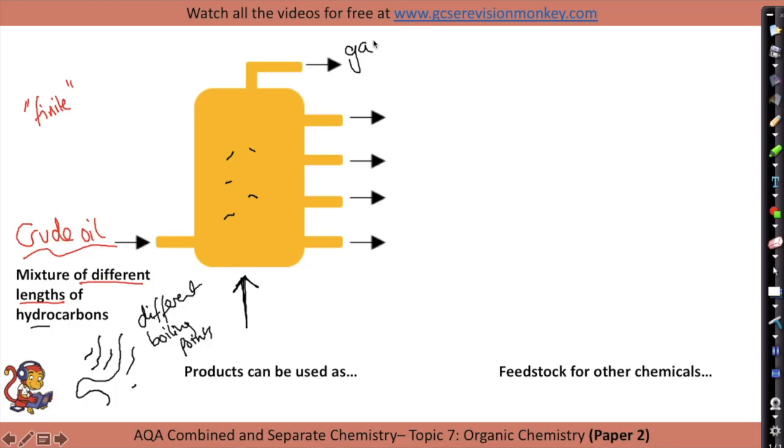Here, the smallest ones come out as refinery gases, and then the slightly longer ones, longer again, until at the bottom you get the really long fractions coming out. So we need to know that the short chains come out the top, the long chains come out the bottom. The short ones have the low boiling points, and the long ones have the high boiling points.